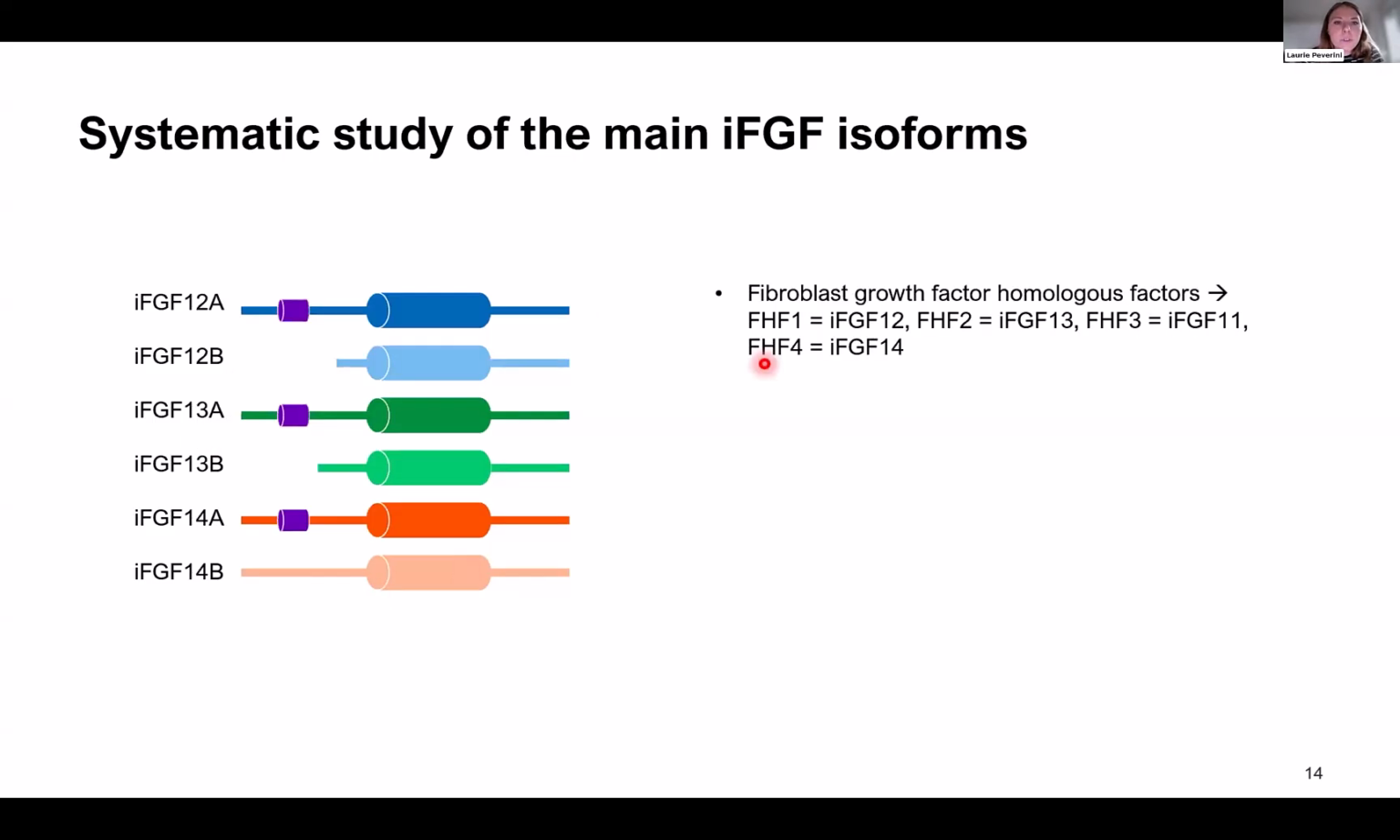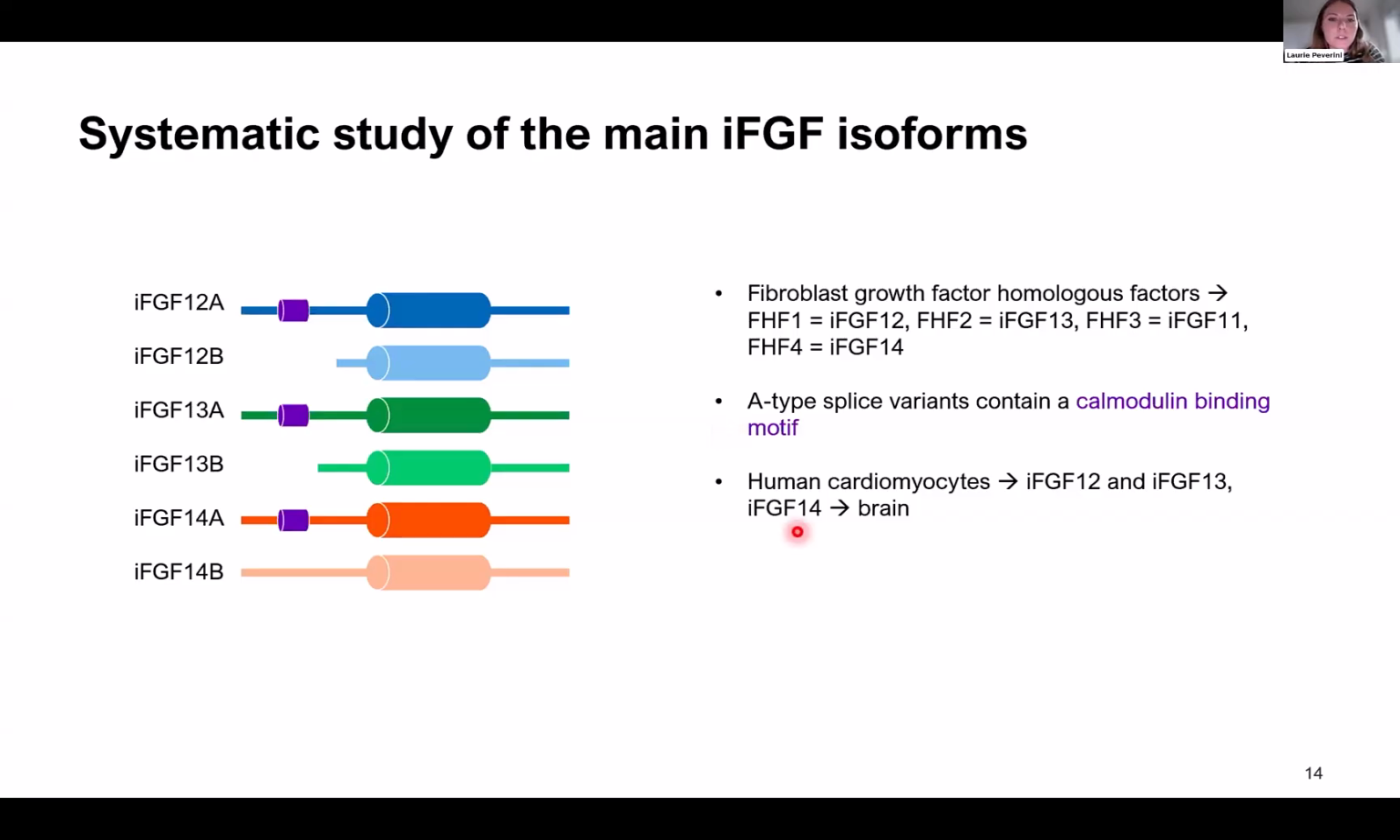So just to say a few words on this family, these are known as fibroblast growth factor homologous factors, and they can be called FHF, FGF or iFGF. So you can find all these names in the literature. And we have decided to look at A-splice variants, which contain the calmodulin binding motif, and also at B-type variants, which do not contain it.